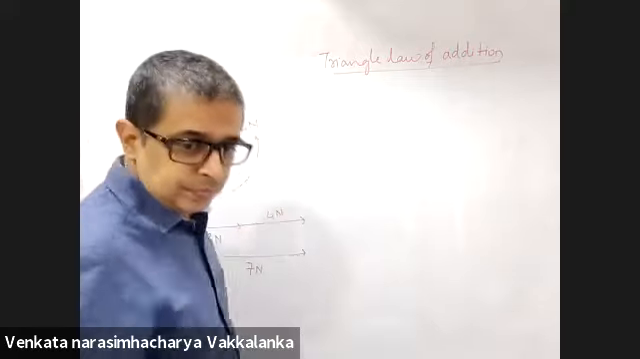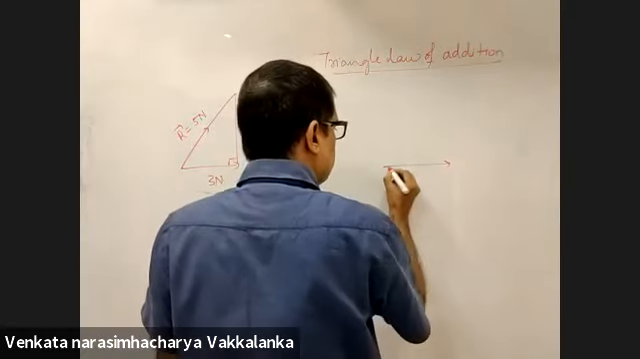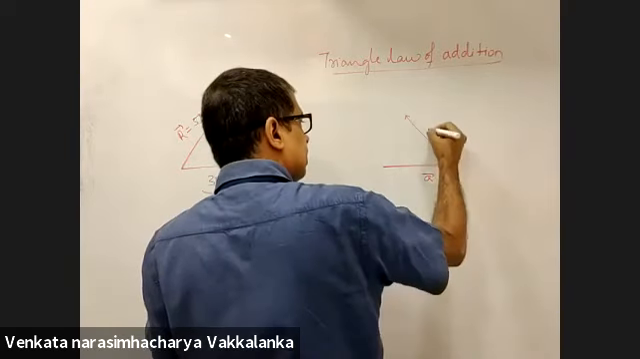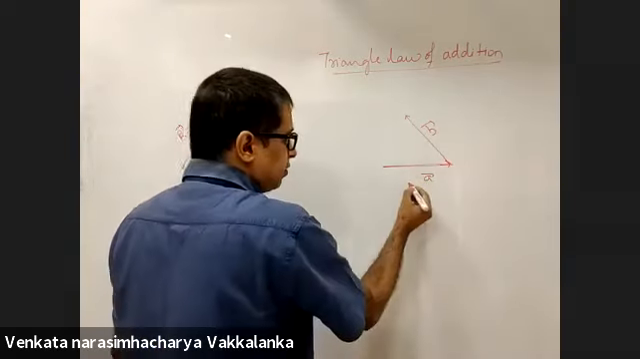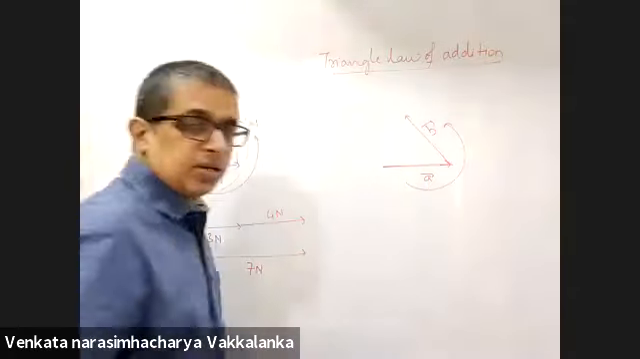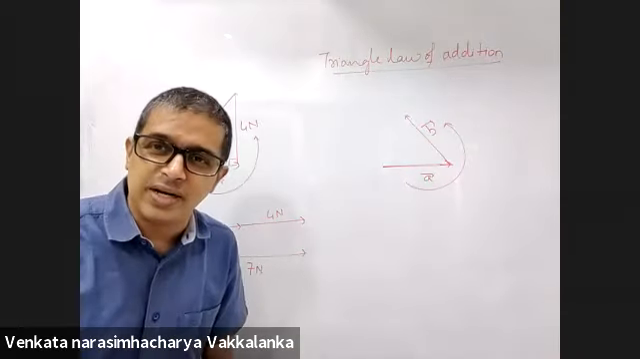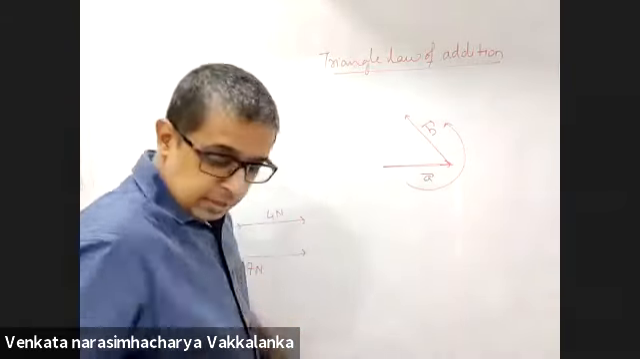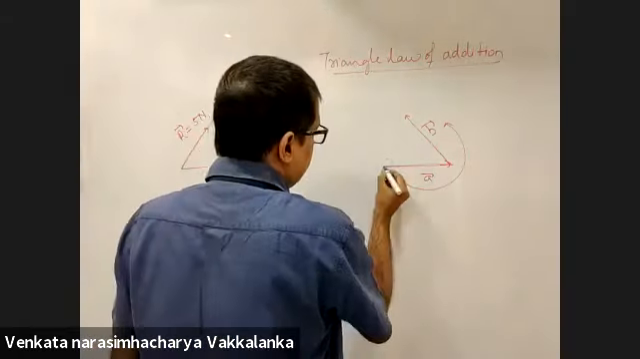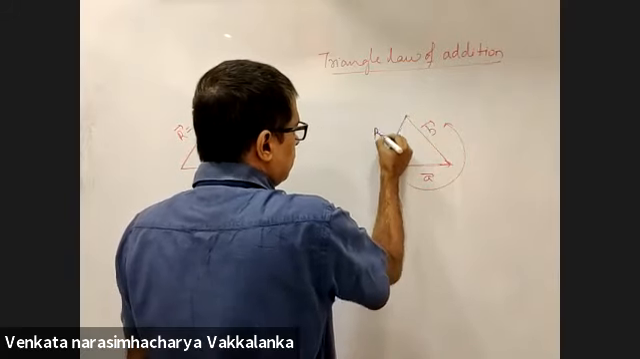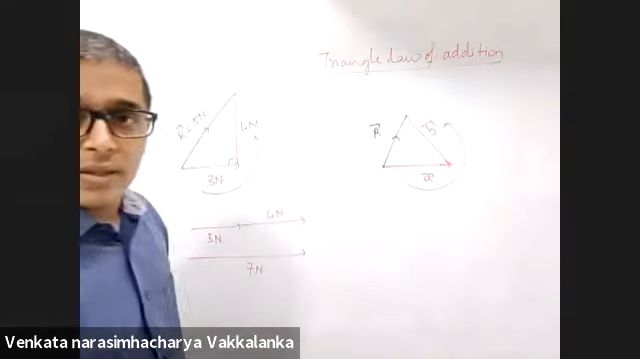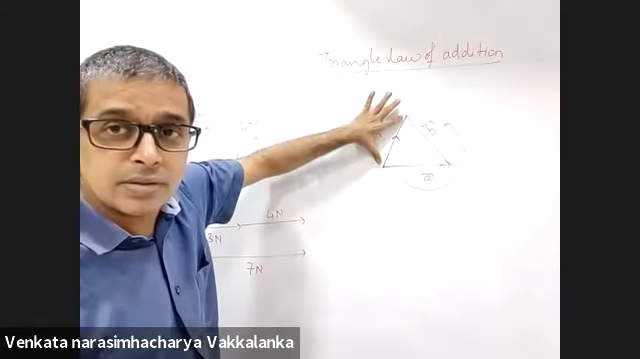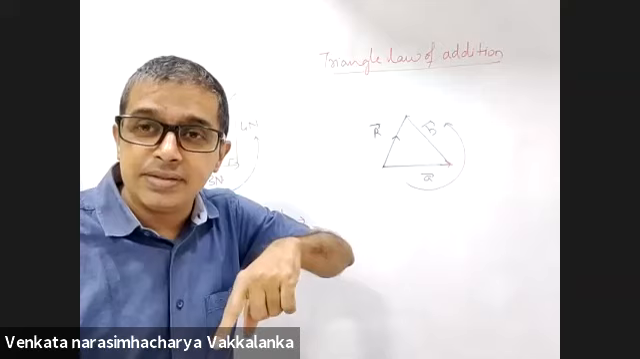Suppose you have one vector A like this and another vector B like this. There are two vectors represented as two sides of a triangle taken in one order. Third side of the triangle taken in the reverse order will be the resultant. Third side of the triangle. Measure this length. That's your resultant.